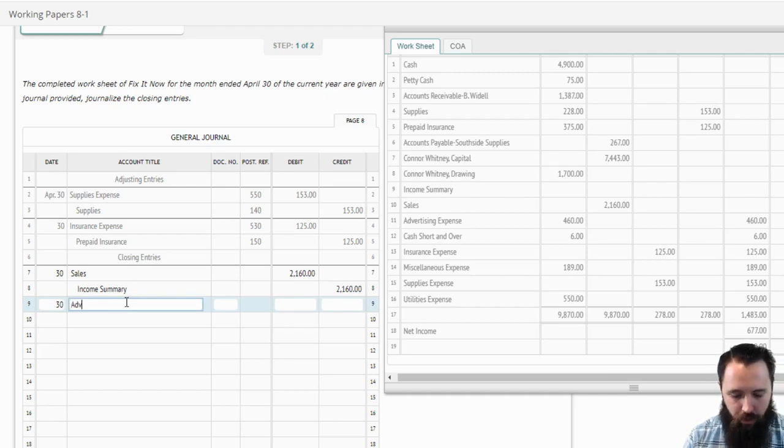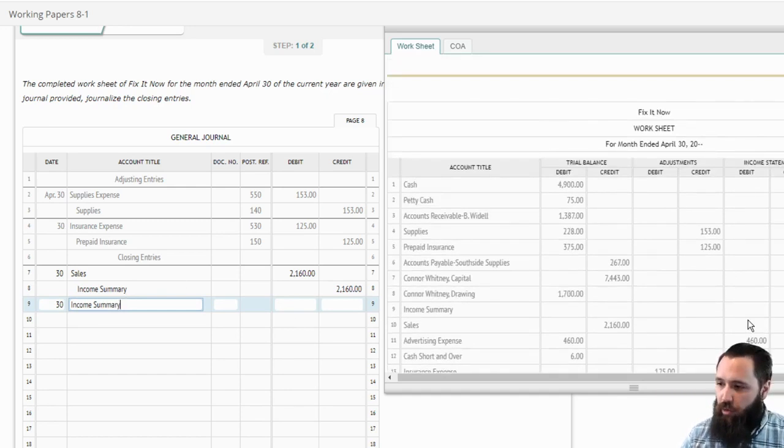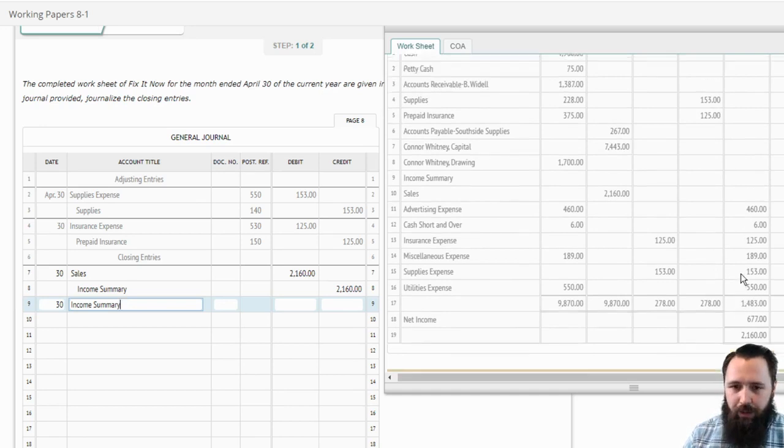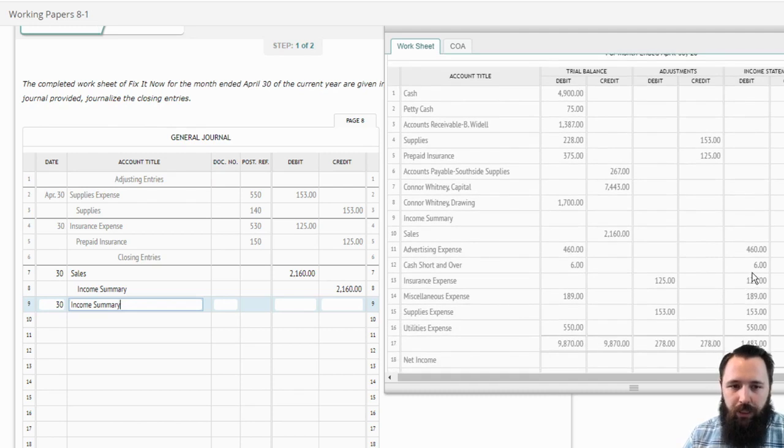I'm going to write income summary first because they're all debits. They all need to be credited. Where is everything going to go into, though? It's going to go into the income summary. I can probably actually go ahead and look here and say this is going to be $1,483. Why? Because there's only expenses in here, right? So I'm going to say that the income summary is going to be $1,483.